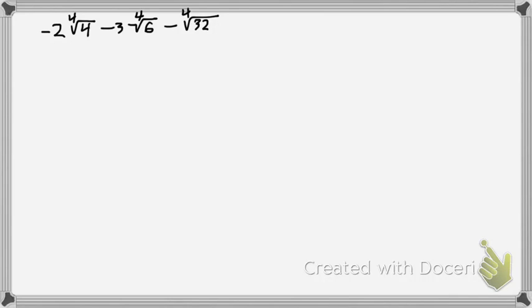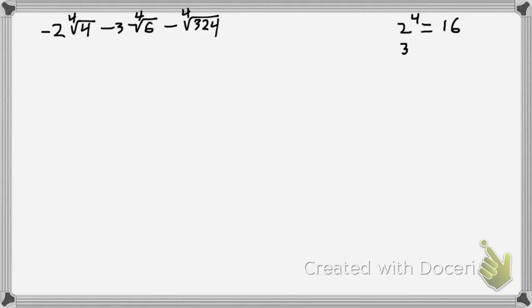So what we want to do is look at this, and the reason I chose this one is because it is in fourth roots, okay? So that means the only things that we're going to be able to pull out are things that we have 4s in. Okay, so let me show you how this works.